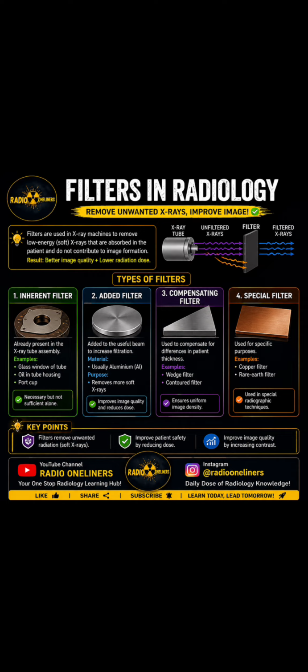Next we have compensating filters. Where do we use them? We use them in body parts where the thicknesses differ, just to ensure uniform exposure. And last we have the spatial filters. As the name suggests, these are used for specific special procedures in fluoroscopy. Why? Just to enhance the image quality as well as the contrast. So in short, we can say that the filters improve image quality, lower the patient radiation dose, and help us to get the best diagnostic images.